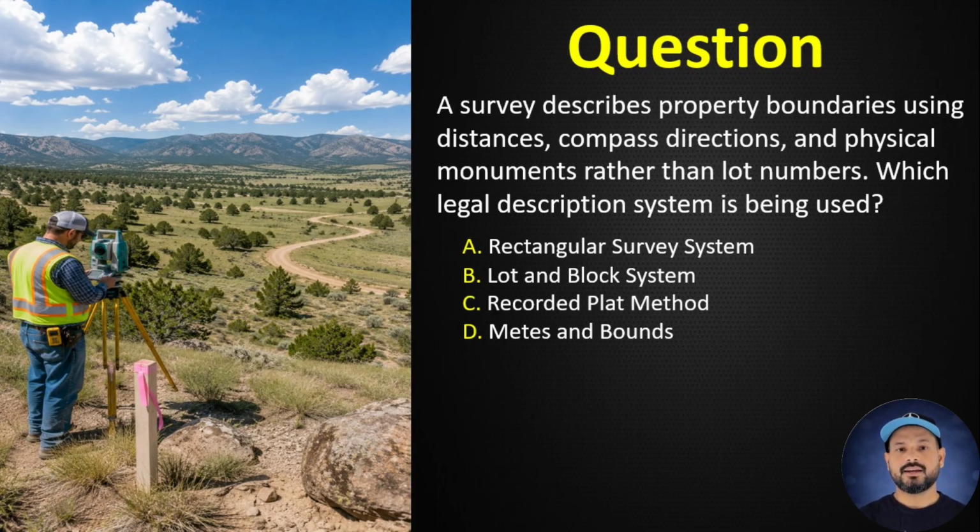Question number 9. A survey describes property boundaries using distances, compass directions, and physical monuments rather than lot numbers. Which legal description system is being used? A. Rectangular survey system. B. Lot and block system. C. Recorded plat method. D. Metes and bounds. Correct answer D. Metes and bounds. Metes and bounds identifies land using measurements, directions, and monuments.